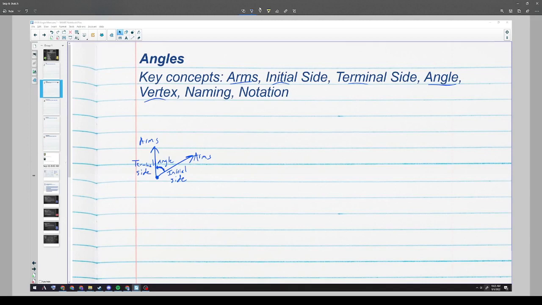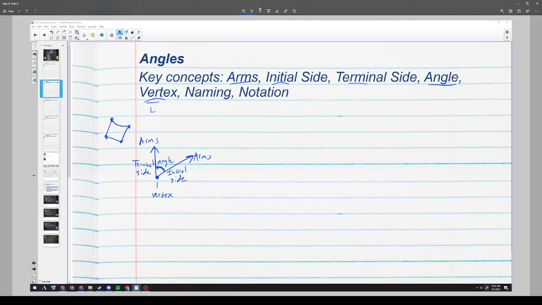Vertex, you're familiar with being like the edges or the corners of a shape. So these are vertices. And just like them, an angle always has a vertex, which is going to be basically if you follow the two rays to where they meet, or you could think of it as where they're starting from and coming out of, that's going to be the vertex.